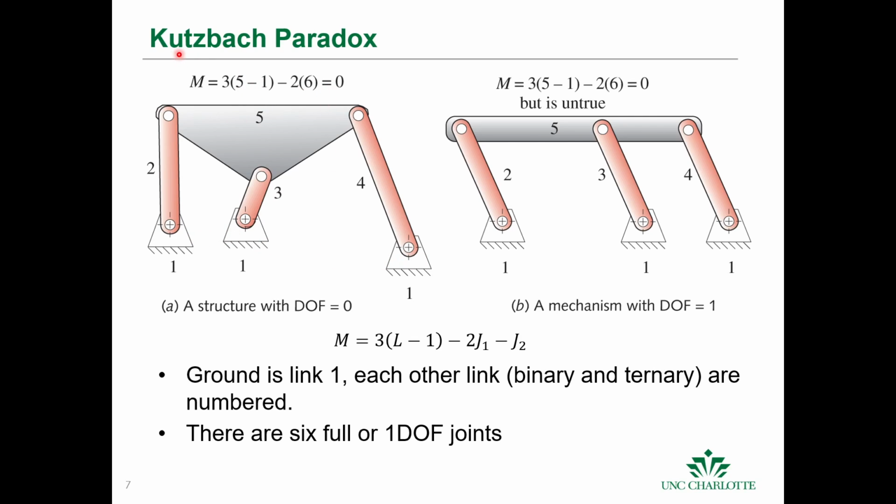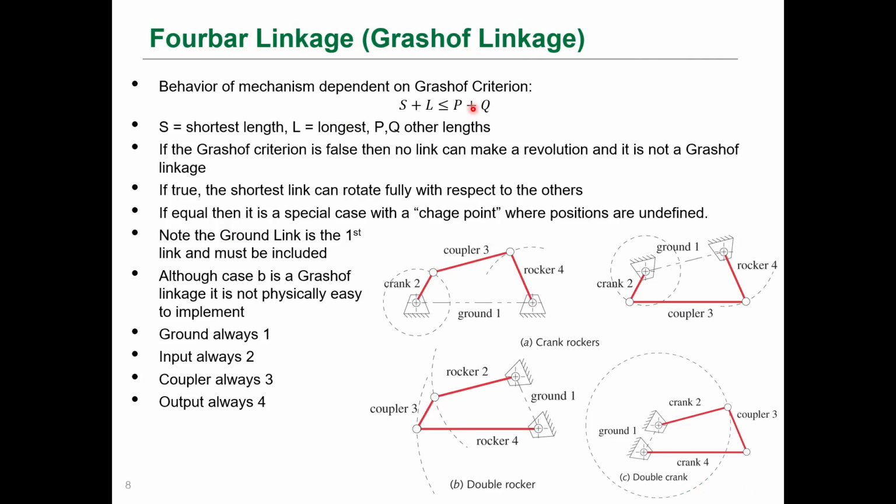Okay, so this Kutzbach paradox says that the degree of mobility is 0, and obviously we can look at this and see, this is probably not going to move. But the caveat is, in some cases, if you have a parallel mechanism where you have equal lengths, such as we have here, you can still get parallel motion. This whole thing can actually rotate. This is a way of predicting if we have motion, but there is this caveat that sometimes it's untrue. Okay.